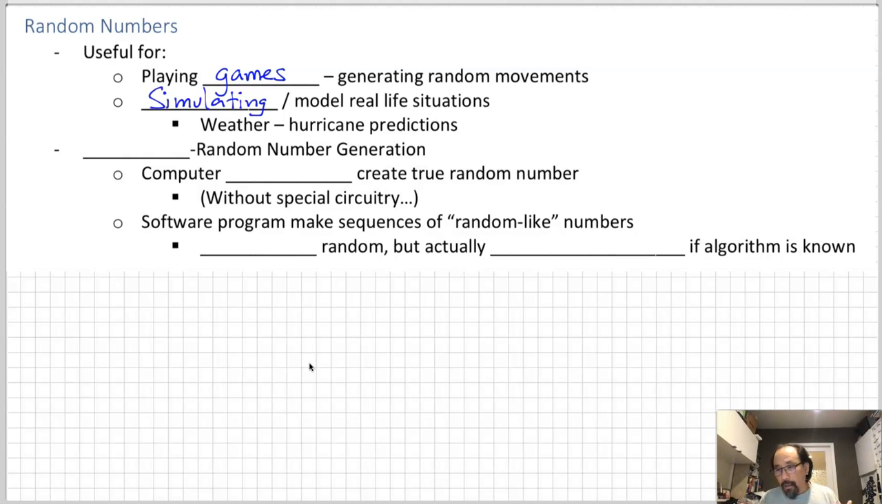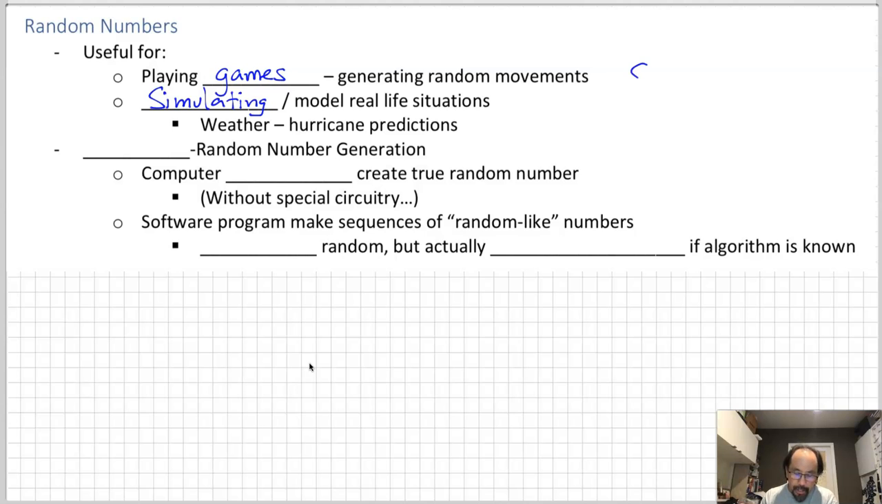In computer science, we model things a lot. We model real life situations. We might want to model the weather, and we might want to do some sort of prediction of how some hurricane is going to travel. To do that, we simulate and generate random scenarios over and over again, and we see which are the most likely scenarios to occur. So simulation is another place where we use random numbers.